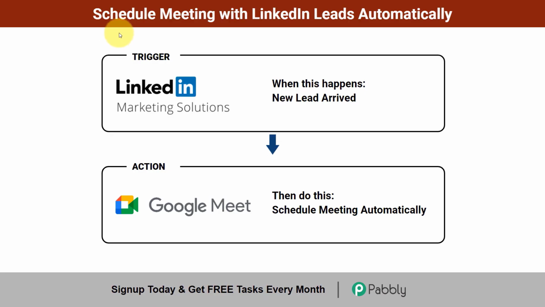In this video, I'll show you how to schedule meetings with your LinkedIn leads automatically. Assume that I'm running an ad on LinkedIn, for which I have created a LinkedIn lead generation form. Whenever a new lead arrives via that form submission, I'm going to automatically schedule a meeting with that lead in Google Meet, so that I don't need to manually schedule meetings for every incoming lead. If you also want to automate this meeting scheduling process for every new incoming LinkedIn lead, then come with me and I will show you the whole process step by step.